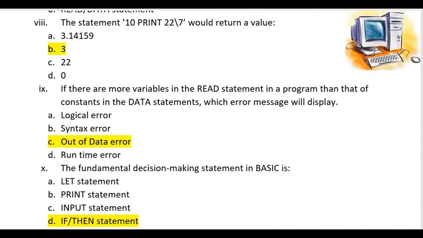If there are more variables in the read statement in a program than constants in the data statement, which error message will display? Of course it will display option C, that is out of data error, because we know that the number of variables in the read statement must be equal to the number of data elements, or the constant values, given in the data statement. If there is any variable in the read statement for which there is no constant in the data statement, it will give us the error, that is out of data error.